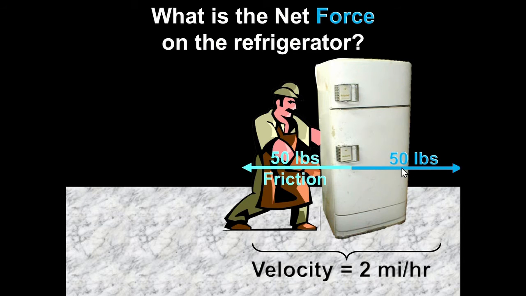If the person was pushing to the right with 50 pounds of force, there must have been something pushing back to the left with 50 pounds of force. And that'd be friction between these two surfaces. Friction is something we're going to spend a lot of time on in an upcoming video.